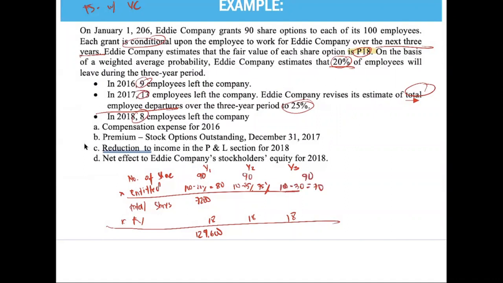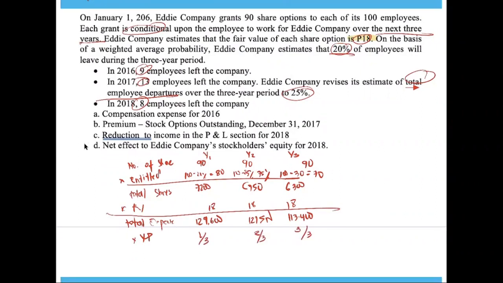So 90 times 75, we have 6,750 times 18, 121,500. Then year 3, we have 90 times 70, 6,300 times 18, we have 113,400. So this is the total expense multiplied by your vesting period. This is year one, so one period, year two, two periods, year three, three periods. So 1/3, 2/3, 3/3.